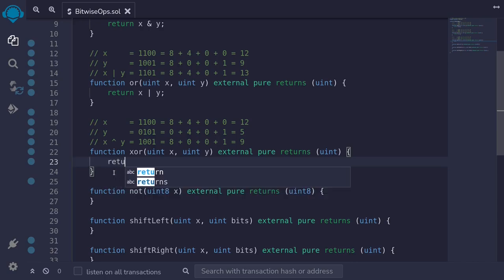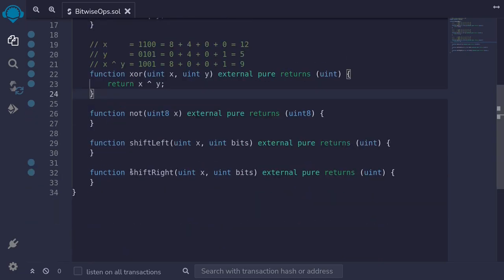So I'll type return x, this weird symbol, y. Okay, let's move on and talk about the NOT operator. This is a simple operator. It flips the bits. So if the bit is a 1, then it turns it into a 0. And if it was a 0, then it turns it into a 1.